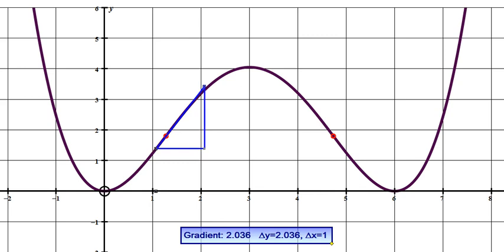Now when we reach the red point, the gradient has increased to 2.078. As we move further along the curve, we see that the gradient is now decreasing again.